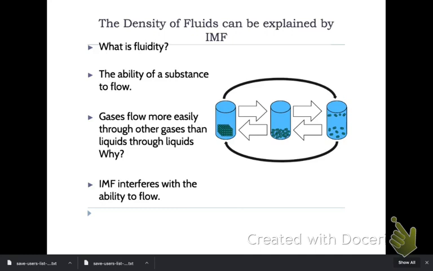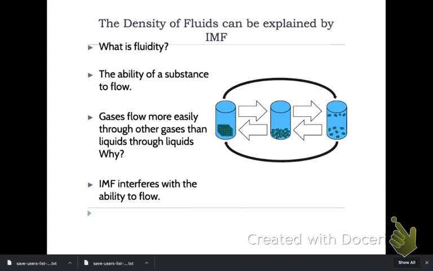So when we talk about fluids, a fluid can be a liquid or a gas. It's not just a liquid. And fluidity measures the ability of a substance to flow. So remember, you have to be able to move around each other. You have to be able to diffuse in order to flow. So gases can diffuse a lot or flow a lot more easily through each other than can liquids.